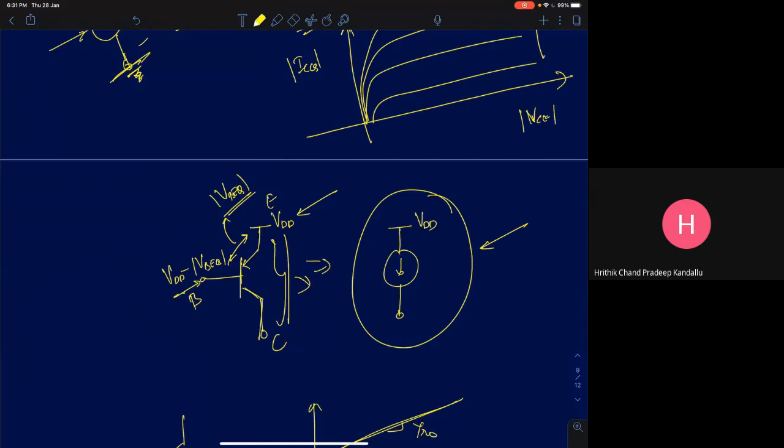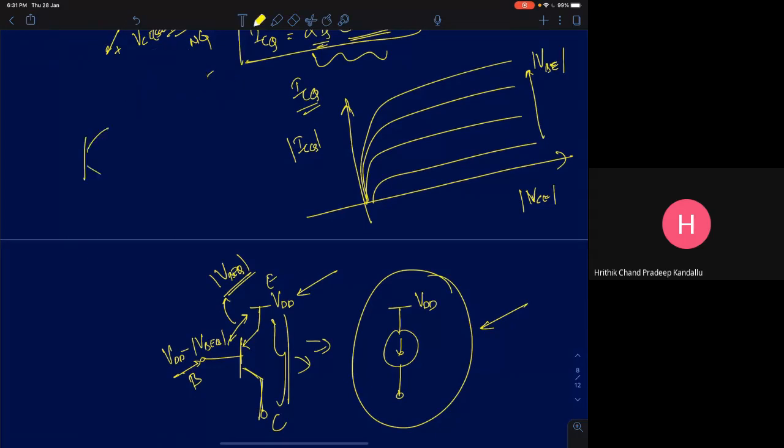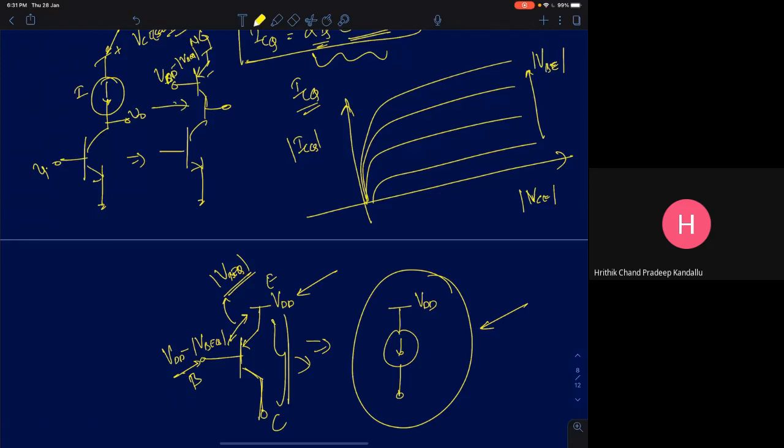It's called a sourcing current source. So now what will I do? For example, if I give you a circuit like this, this is V0, this is Vi. I can then replace this upper current source with a PNP transistor, and fix the base at some bias voltage VB, which is VDD minus mod VBEQ. Then these two circuits are equivalent.